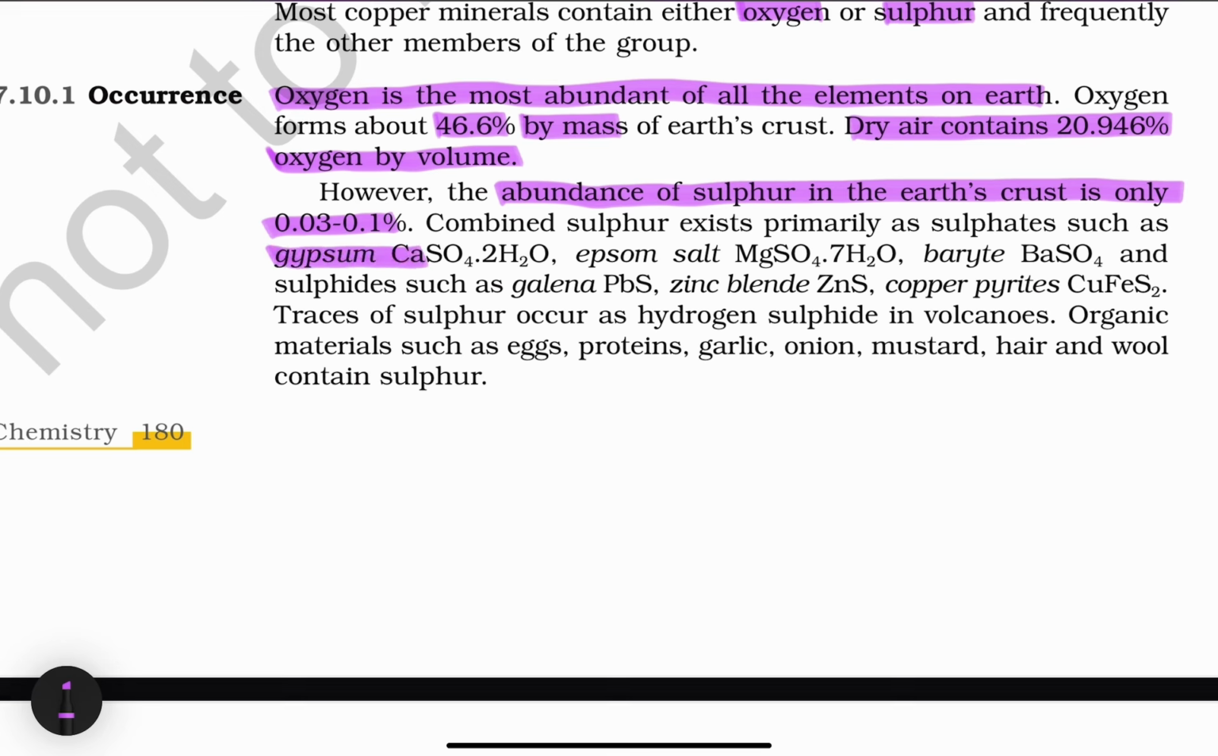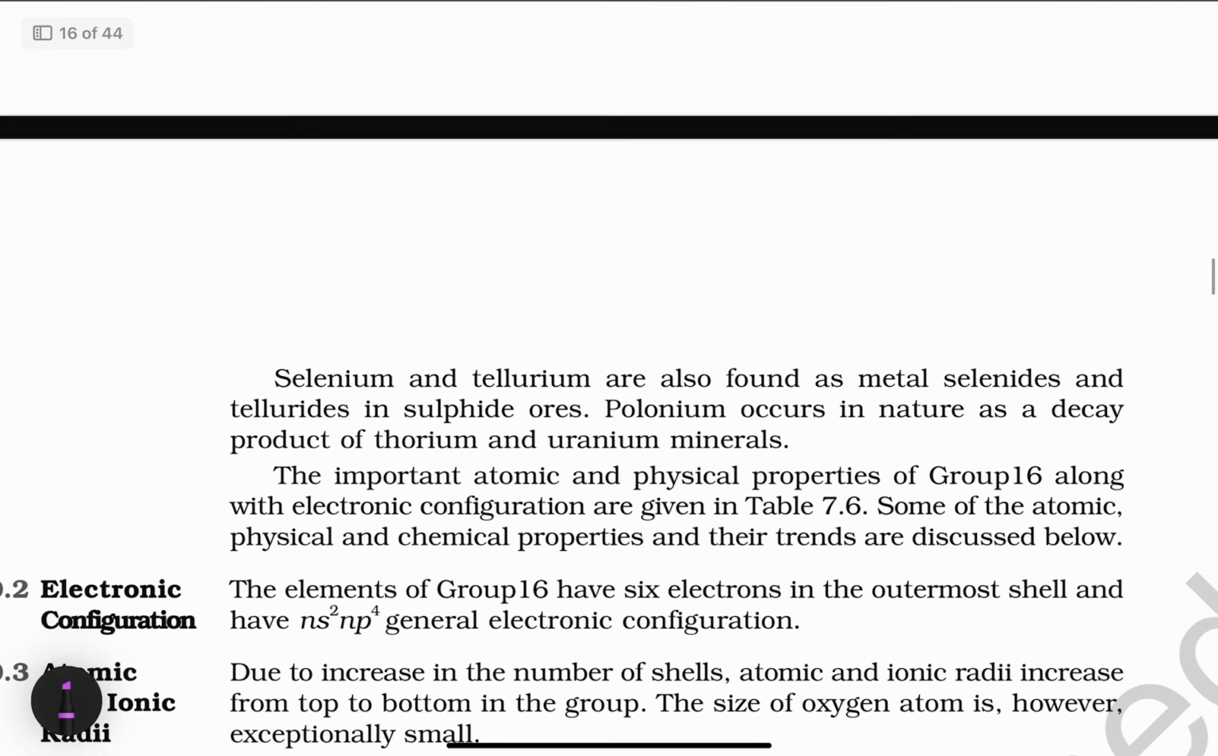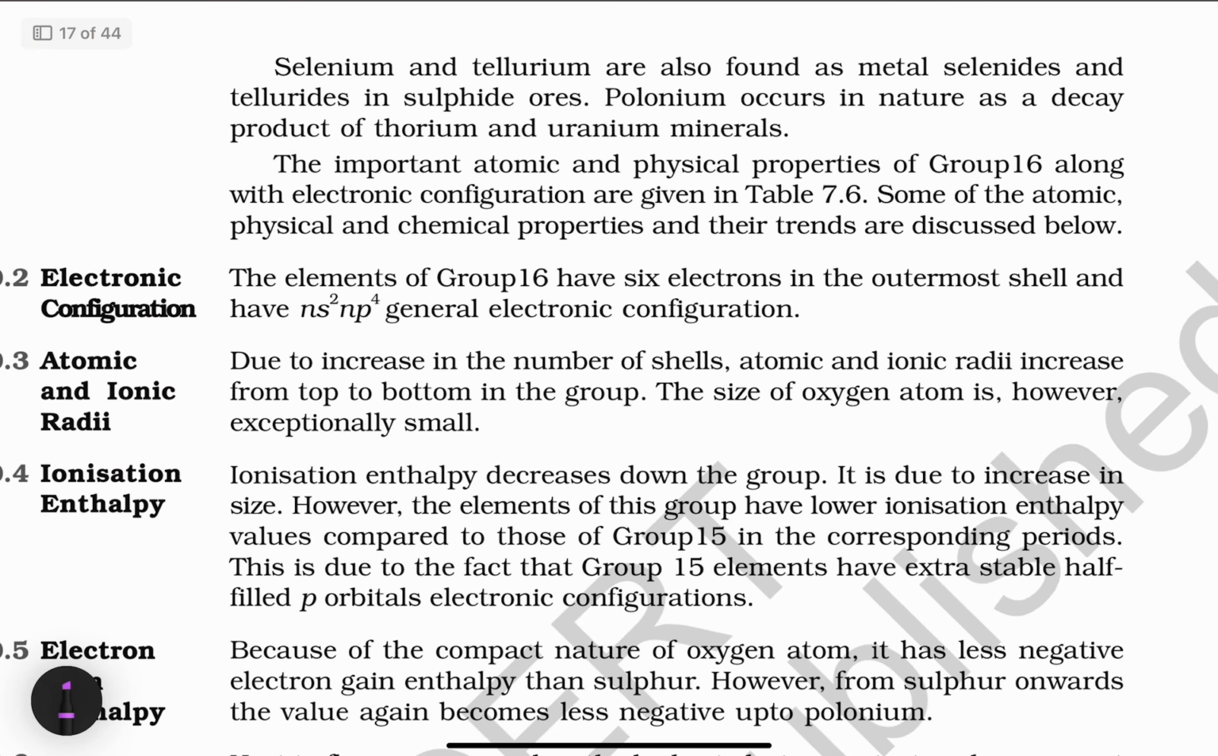The compounds are gypsum, CaSO4·2H2O, Epsom salt, MgSO4·7H2O, barytes, BaSO4, galena, PbS, and zinc blende, ZnS. You can expect these in matching. Copper pyrites, CuFeS2. Traces of sulfur occur in volcanoes. Organic materials like eggs, proteins, garlic, onion, mustard, hair, and wool contain sulfur. So the majority of things are there.